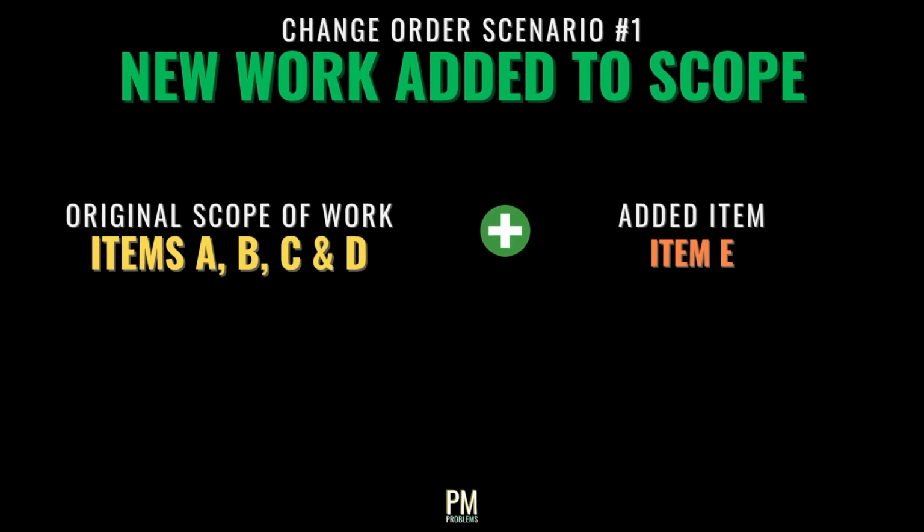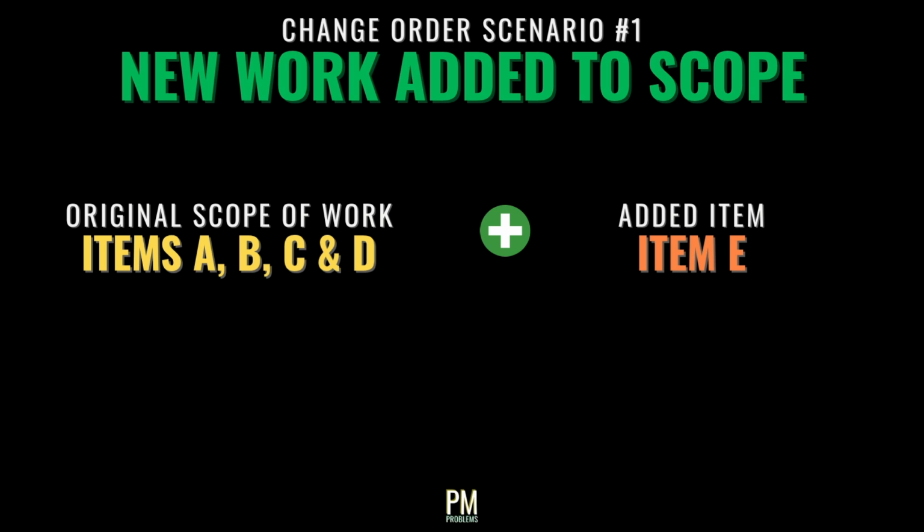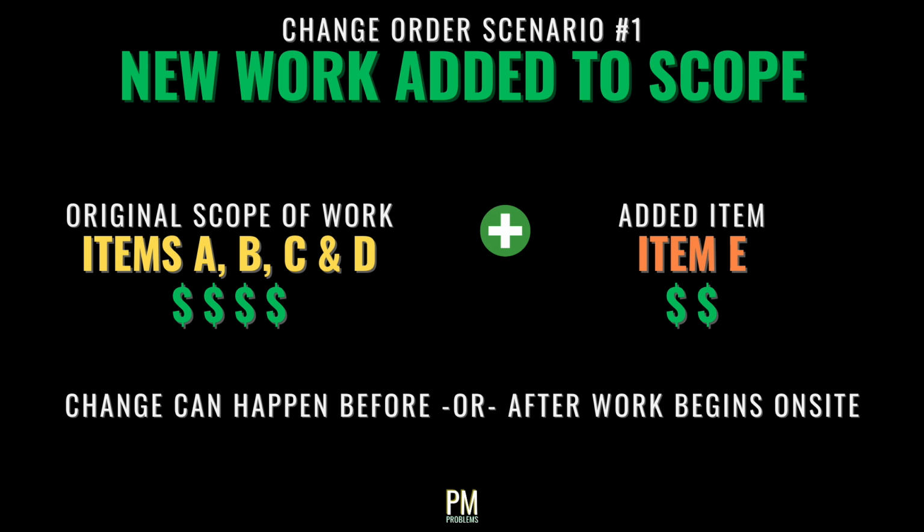A scenario where new work is added to the scope is among the more common types of change orders you'll come across. They're arguably the simplest to negotiate and process as well, given that a client presenting the additional work should expect additional cost to come along with it. The concept is pretty straightforward. These change orders involve the addition of more work to the project. This can happen both before the work starts as well as once it's underway.